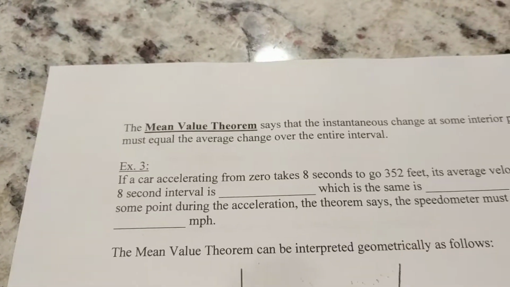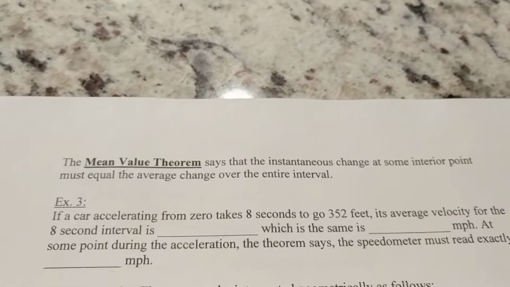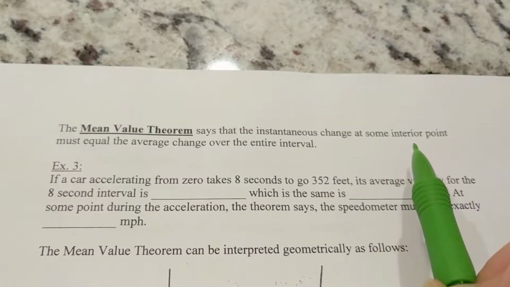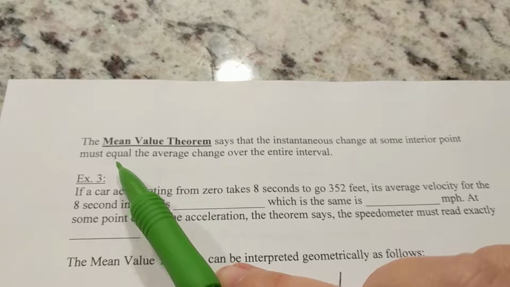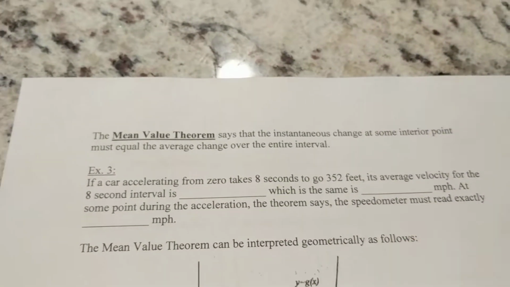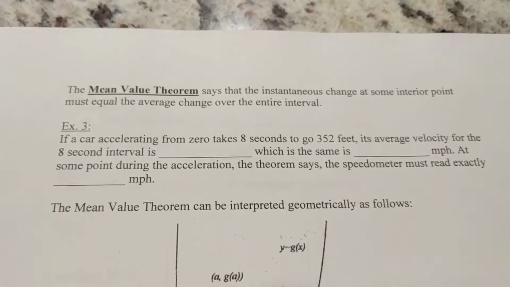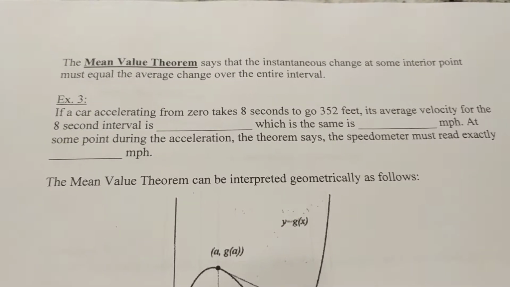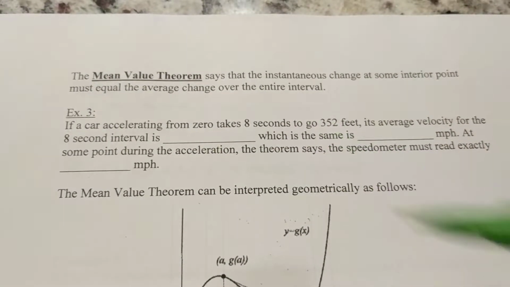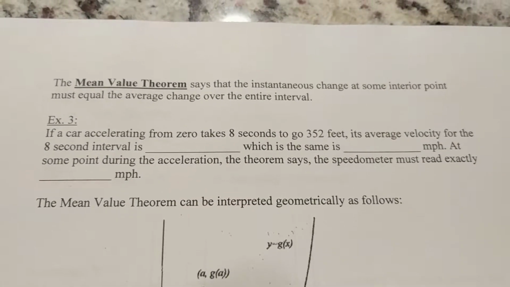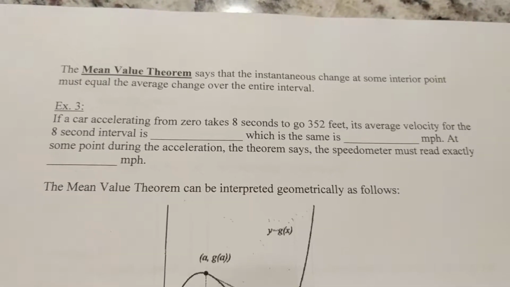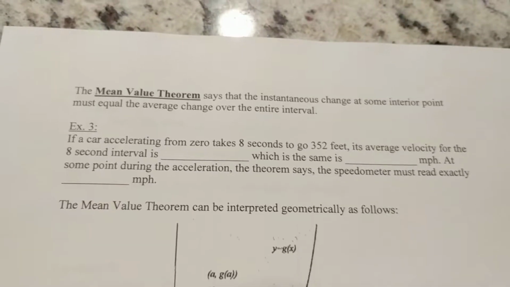So as a recap, the mean value theorem says that the instantaneous change, that f prime of c, at some interior point must equal the average change over the entire interval, that secant line. So here's an example of where this actually happens in the real world. Shocking, I know. It says if a car accelerating from 0 takes 8 seconds to go 352 feet, its average velocity for that 8-second interval is blank.